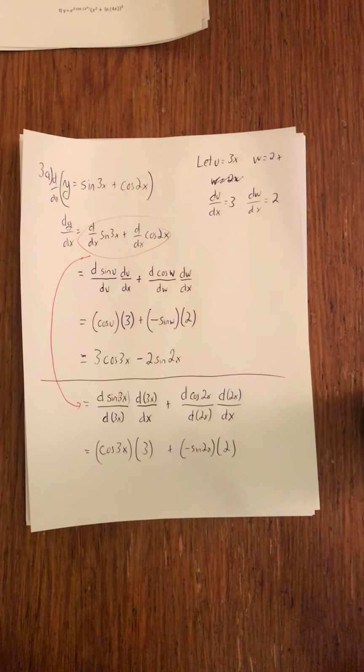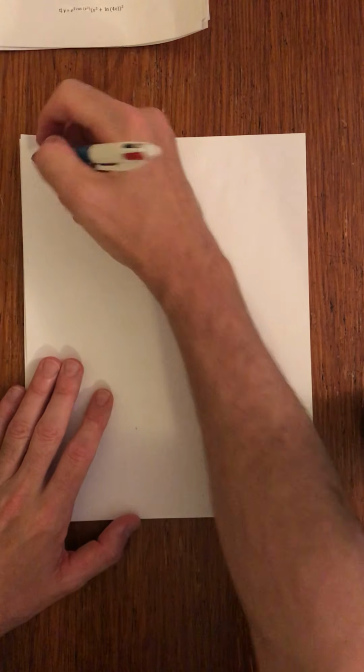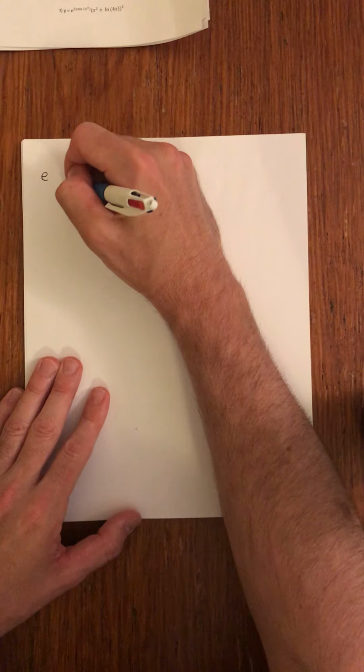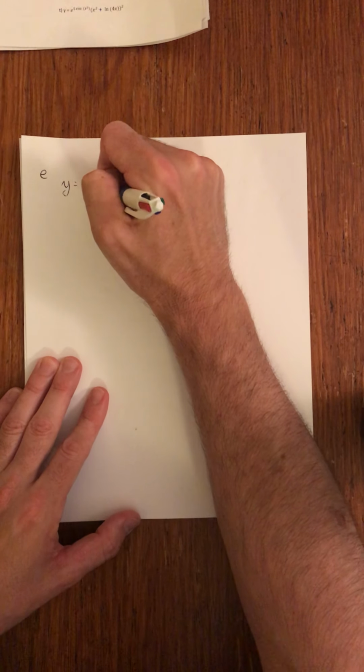This structure, though, is something that quite a number of students like, and I just wanted to show it as an option. Okay, next one is a little bit more straightforward. I've got e, which is y is equal to x squared sine of x.